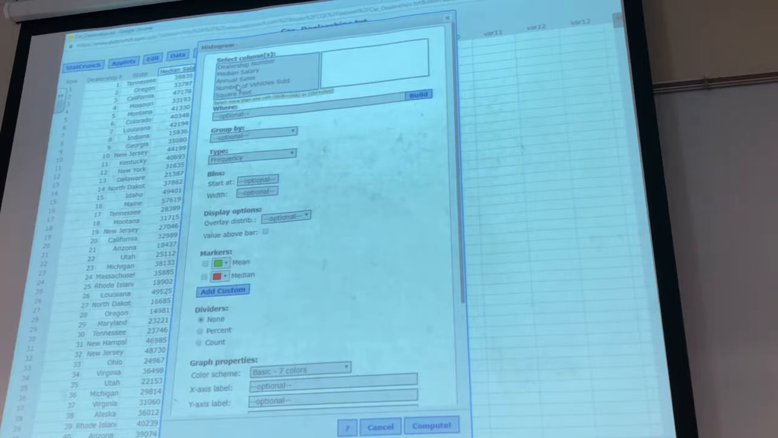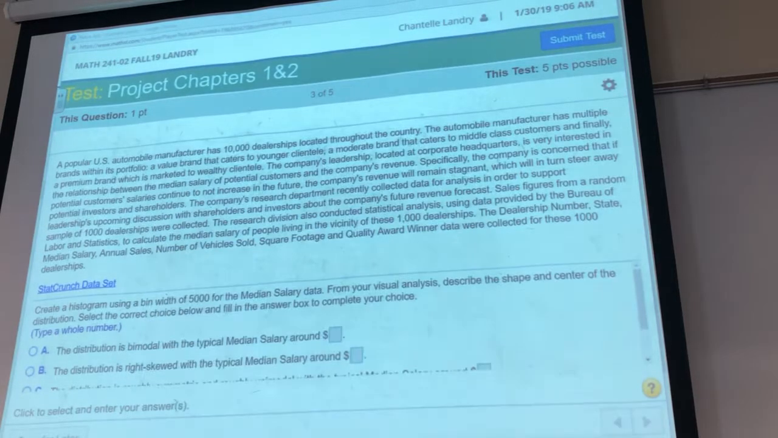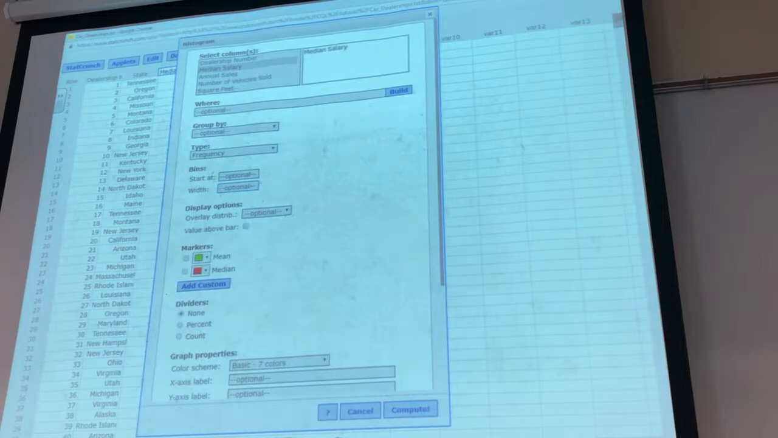So here you'll just select median salary. And the rest of the stuff, it really doesn't matter what you put in. Your bins, the width, they actually told me what the width was. What was the width? 5,000. So under your width, I would type 5,000. And then down here, you can go ahead and compute. I'm not going to compute it because then I'll give away the answer to this one.